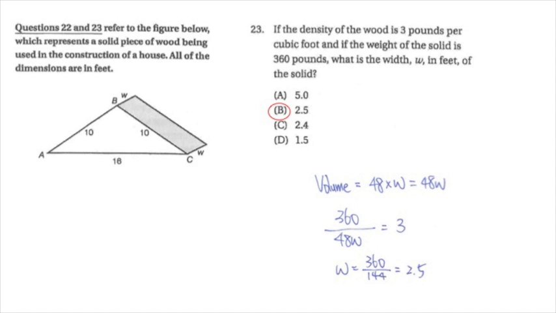Question 23. It tells us that the density is 3 pounds per cubic foot, and the weight is 360 pounds. We're asked to find the width of the solid. So the volume equals the triangular base times the width, which is 48 times W, equals 48W. Density equals mass divided by volume, which is 360 over 48W equals 3. So to solve for W, W equals 360 over 144 equals 2.5.